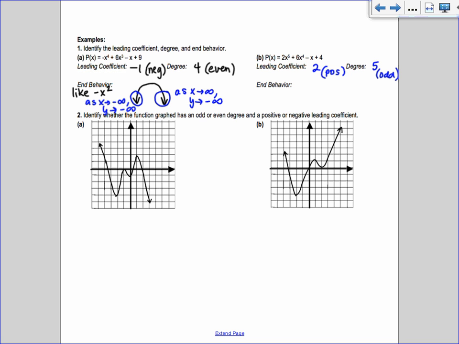All right, end behavior. So it's positive and odd. So it's going to look like x cubed, exactly. So I do a little rough sketch of x cubed to help me. That little sketch helps a lot. And I write it out. As x goes to infinity, y goes to infinity. And on the left side, as x goes to negative infinity, y goes to negative infinity.